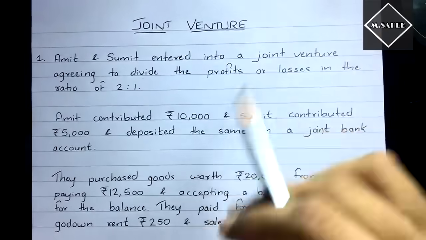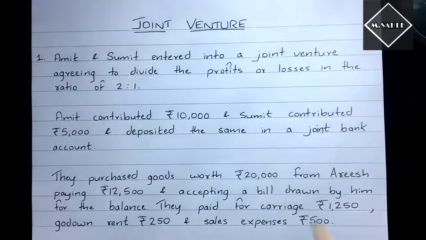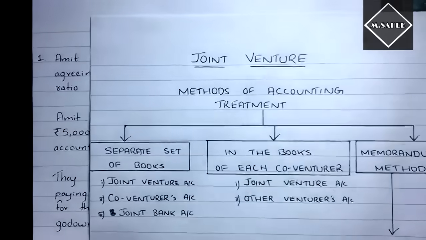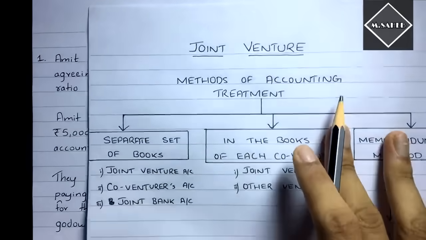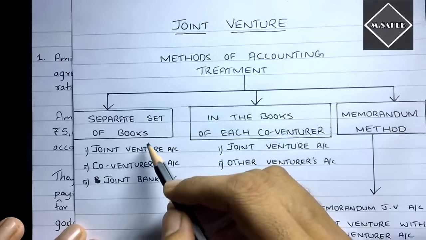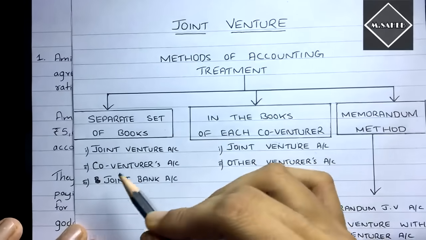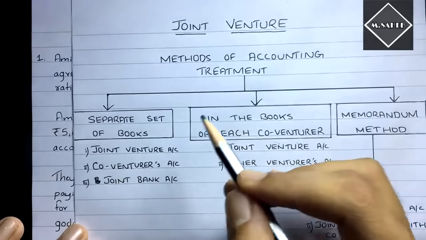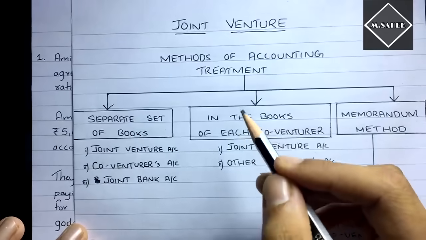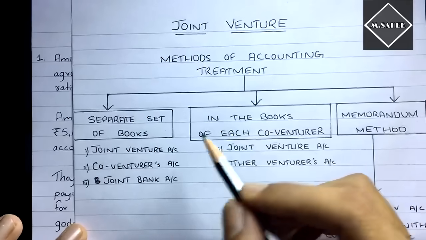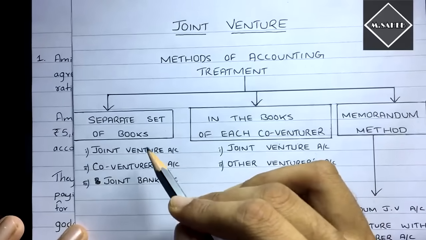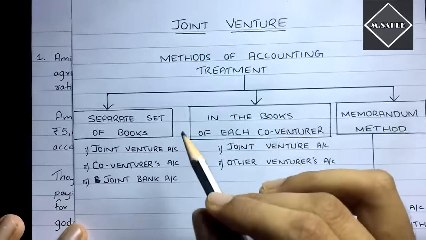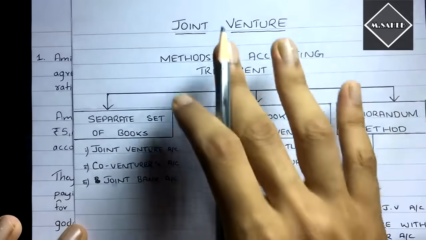Now in this video we are going to solve this simple problem of joint venture, and this problem would be based upon the first method, that is when separate set of books are maintained, when an accountant is hired by the co-venturers. Co-venturers means the partners in joint venture. You may call them partners or parties in joint venture. So these co-venturers will hire an accountant, and that accountant will be given the sole responsibility to prepare these three accounts. Alright? Now let's go back to the question.